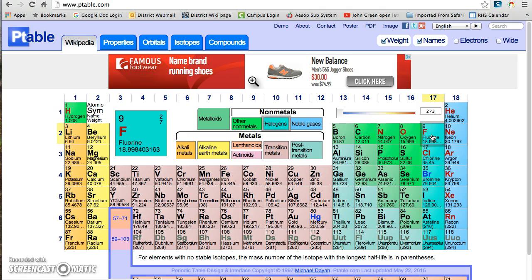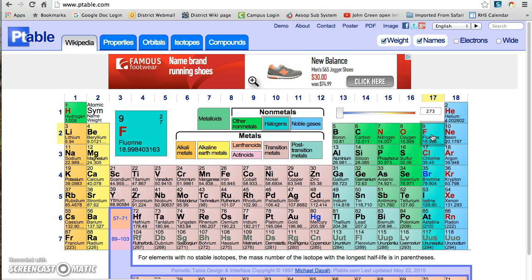So we know right away that it has 9 protons. The electrons are always going to be the same as protons, as long as it is a neutral atom, and for now you can assume that all atoms that we refer to are neutral. So it's going to have 9 electrons, it's going to have 9 protons.